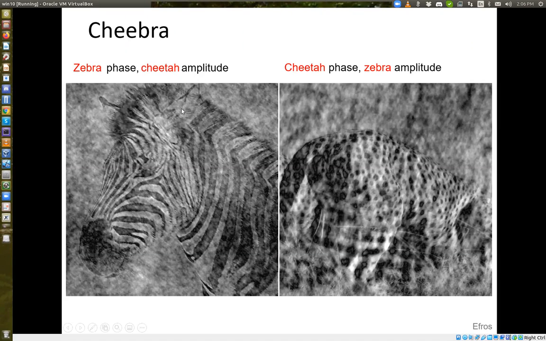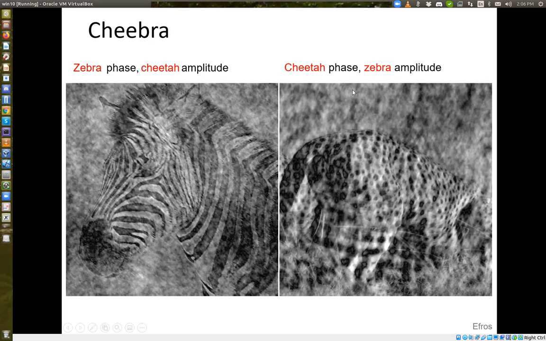This on the left here, I originally wanted you guys to guess. Right? So one is mixing the image of the face with the image of amplitude. The other one is just the other way around, vice versa. And on the left, I have the zebra face, but the cheetah amplitude. And this one, I have the cheetah face and the zebra amplitude.